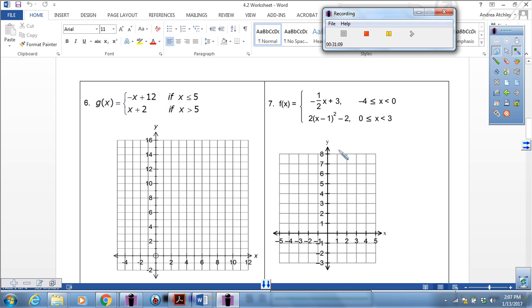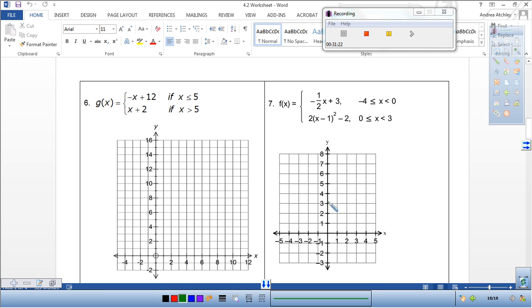Okay, so number 7, we're going to start with the linear. Okay, our slope is 1/2, and our y-intercept is 3. So we begin at 3 on the y-axis, and then move down 1 and over 2. Down 1 and over 2. Okay, that's probably what most of us did.